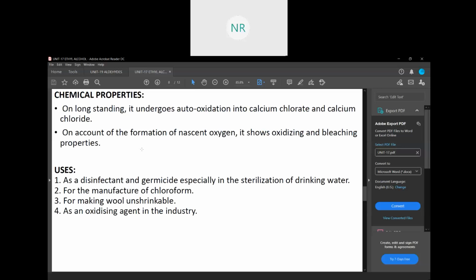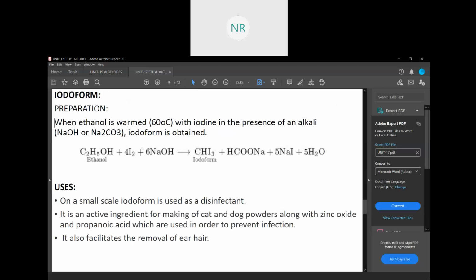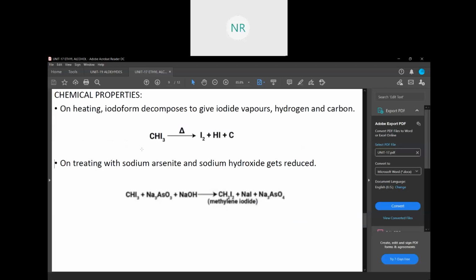So chemical properties and its uses. Then iodoform. In this reaction, while writing, you have to remember that on top of the arrow mark you have to write 60 degrees Celsius. You have to mention the temperature at the top of the reaction. On heating, iodoform reduces into iodine plus hydrogen plus carbon. Take note, it is I2 plus HI. It's HI, so it's not hydrogen alone, it is HI plus carbon atoms.